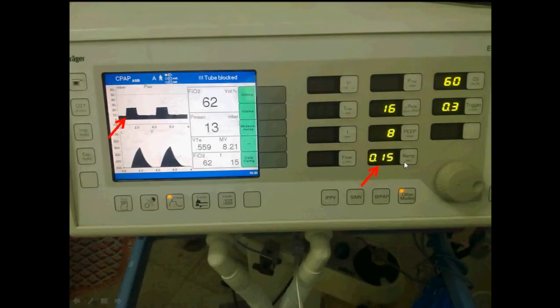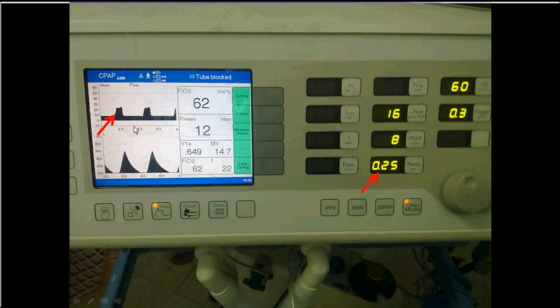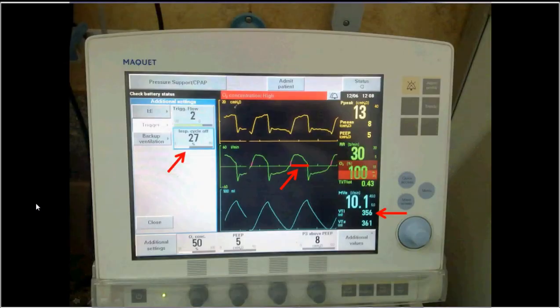Now this is a change in the rise time. Instead of 0.15 seconds, the ramp rising time of 0.25 seconds will give you these pictures. So this is taking a longer time, a bit more slowly. It is sloping, not vertical like the others.